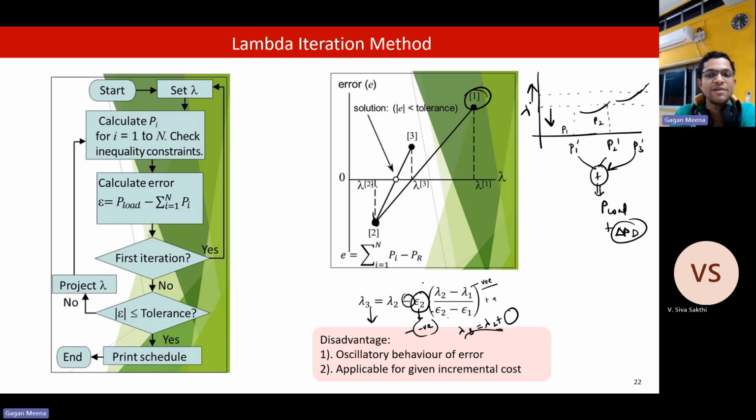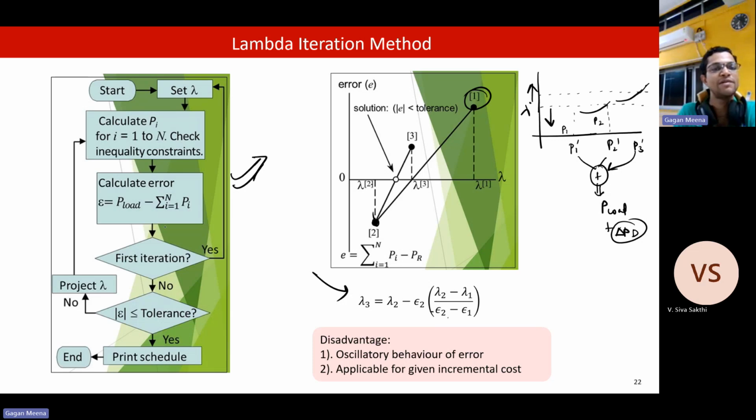Now it will update in such a way that lambda 4 will be in between, hence it will be less than lambda 3. We can use this interpolation to find lambda, and we can follow this. In each iteration we can update lambda and again calculate P1, P2, P3, and again calculate the error, load minus summation of Pi. You can see we start with some lambda. What we can do, we can take some values of P1, P2, P3 such that they equal the load, and calculate lambda.